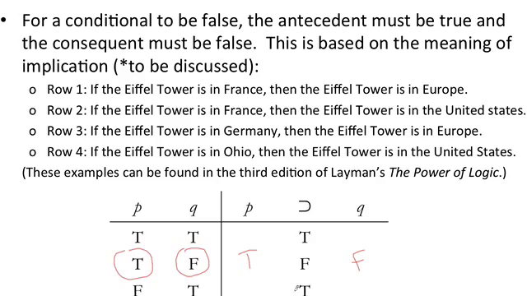If the Eiffel Tower is in Germany, then it's in Europe. We say that that sentence is true because although it's false that it's in Germany and it's true that it is in Europe, if it is in Germany, it's in Europe. And then lastly, if the Eiffel Tower is in Ohio, then it is in the United States. Again, this may be the most discomforting of the rows where the material conditional, the horseshoe, comes out true, and that's because both the antecedent and the consequent are false, and we think, well, that's peculiar, right?